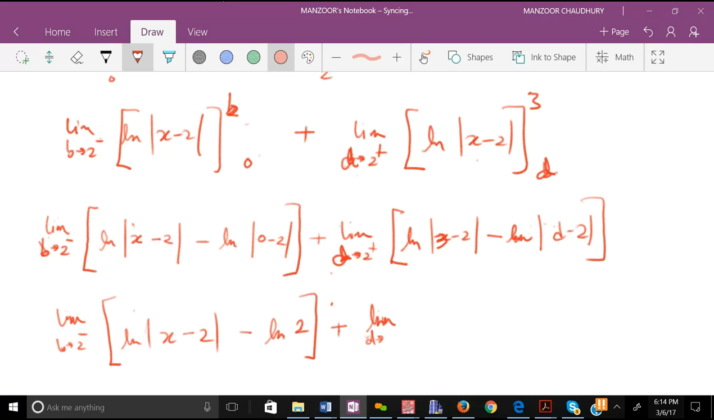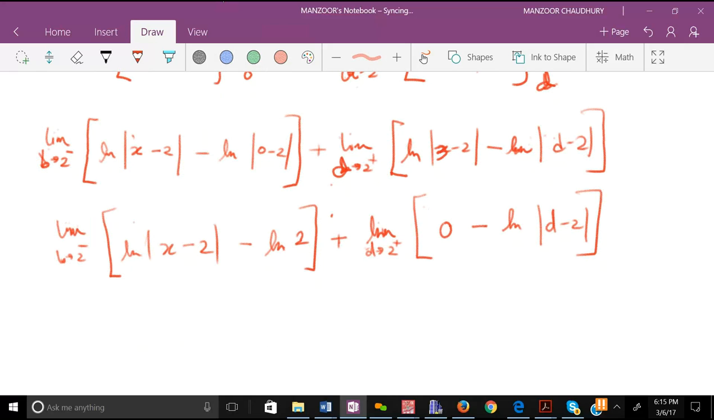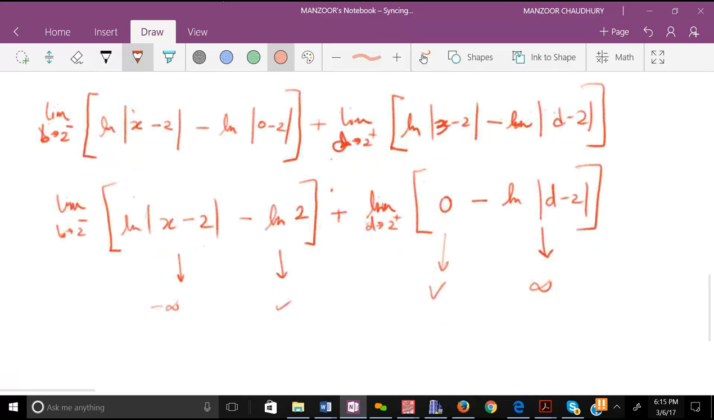D is going to 2 plus, and you have a factor log of 1, so that's like 0. Minus natural log of D minus 2. Okay. Wait, I have a question. Oh, actually, never mind, I understand now. So at this point, we can see that this first one is really going toward negative infinity. This one is a number. This one is nothing. This one is going toward positive infinity. So, we really cannot tell, right? So it has to be divergent because of that.